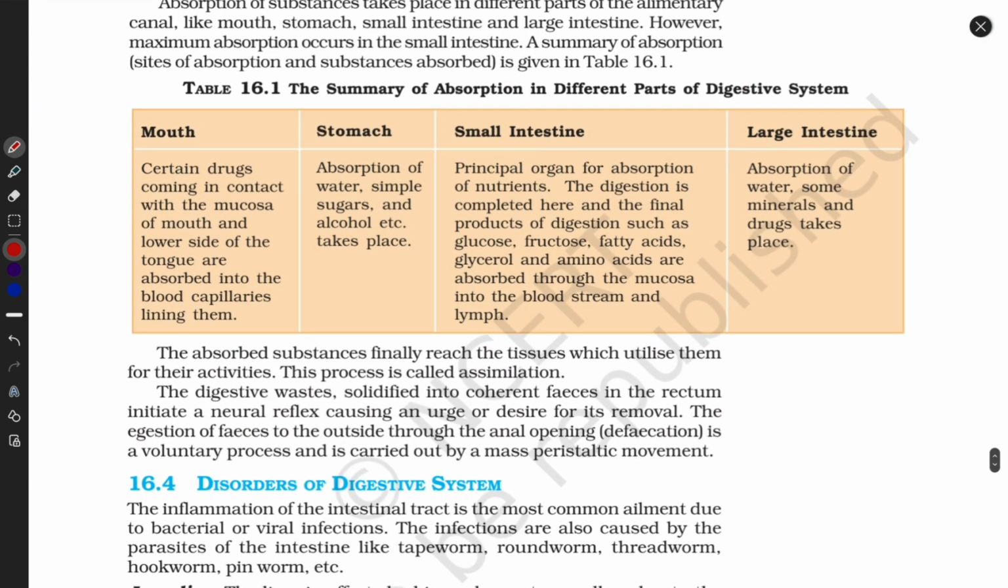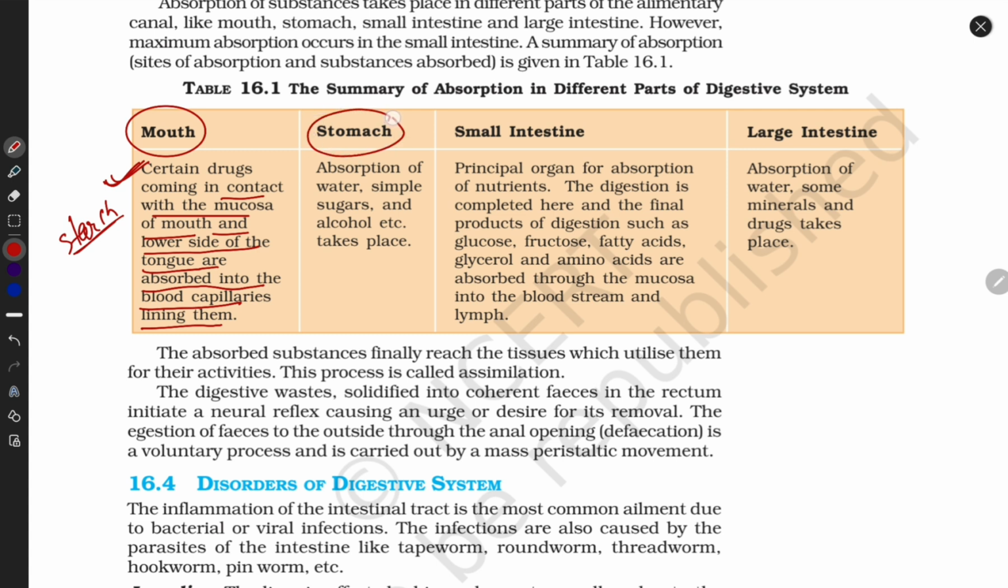You can better understand which part absorbs which thing. Now let's start with the mouth. Certain drugs coming in contact with the mucosa, the innermost layer of the mouth and lower side of the tongue, are absorbed into the blood capillary lining there. So some drugs are absorbed there, some starch molecules are also absorbed there.